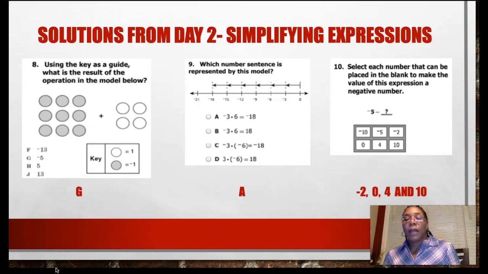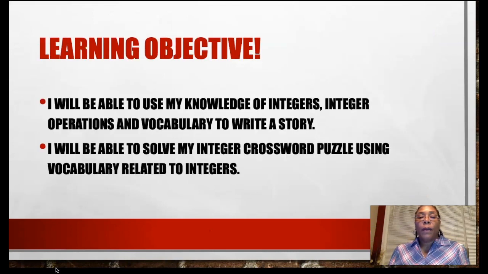And then 10. So -5 minus 10, rewriting it as an addition problem, -5 plus a -10 gives me a -15. So those will be my answers that I will select: -2, 0, 4, and also 10. So great job on your independent practice. And go ahead and put that away.